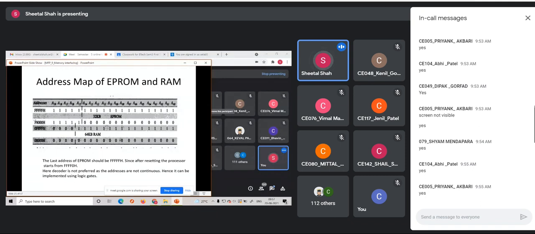Since it is given that the RAM address should start from 0000, we have used this starting address as 0000. Suppose it is not given, and it is said that you have to use continuous addresses of the memory. In that case, what can be the last address of the RAM? Hello, are you getting me? In case it is asked that the RAM address should be continuous to the ROM address, then what can be the last address of the RAM?